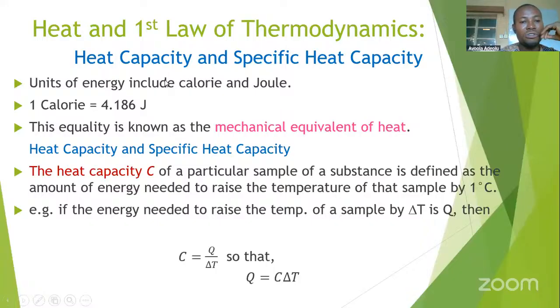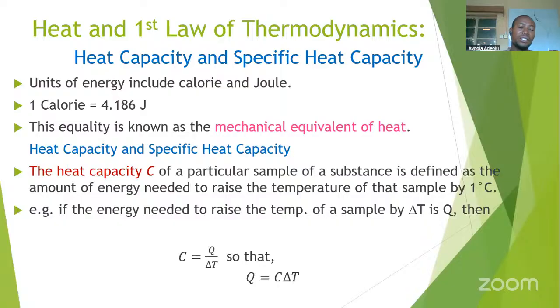So the first thing we are considering under this is heat capacity and specific heat capacity. The units of energy are joule and calorie. 1 calorie is equal to 4.186 joules. So this is the relationship between calorie and joules, and this equality is known as the mechanical equivalent of heat.